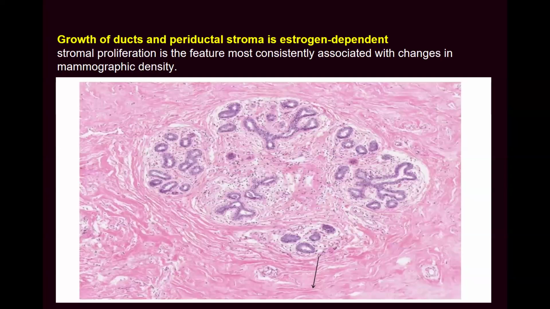Stromal proliferation is the feature most consistently associated with changes in mammographic density. The more stromal, the denser the mammography. Do you agree? Yes. That is why in young ladies, mammography is extremely dense. What about the ultrasound texture? What about the stroma? The more compact stroma appears hypoechoic on ultrasound.